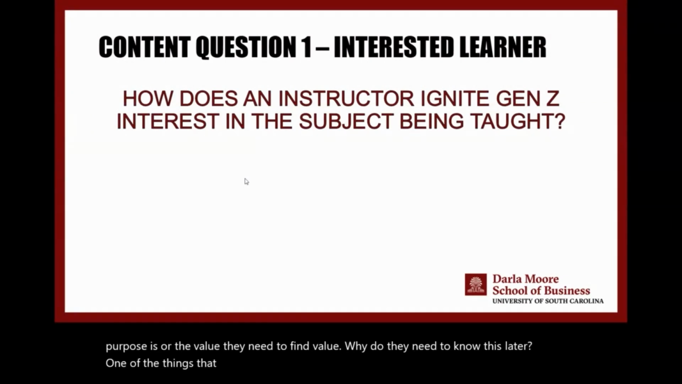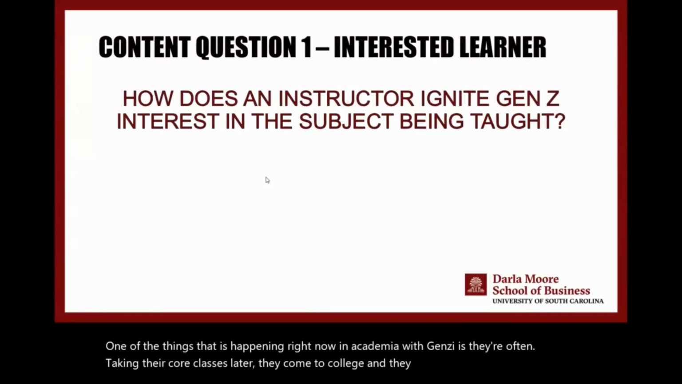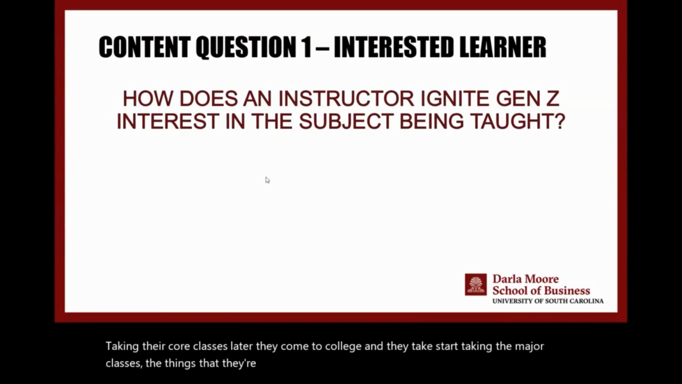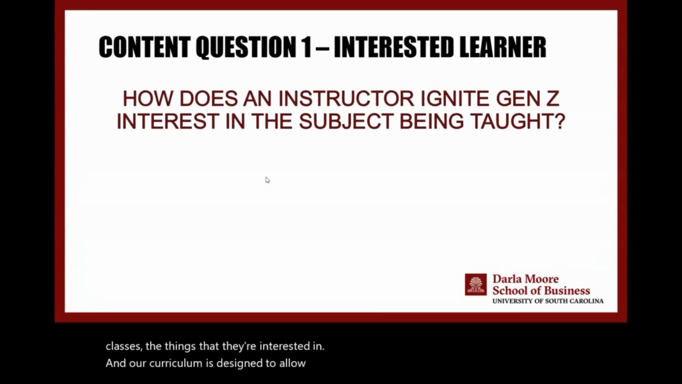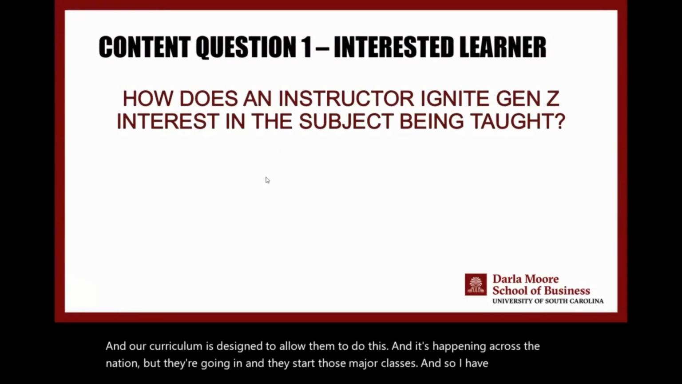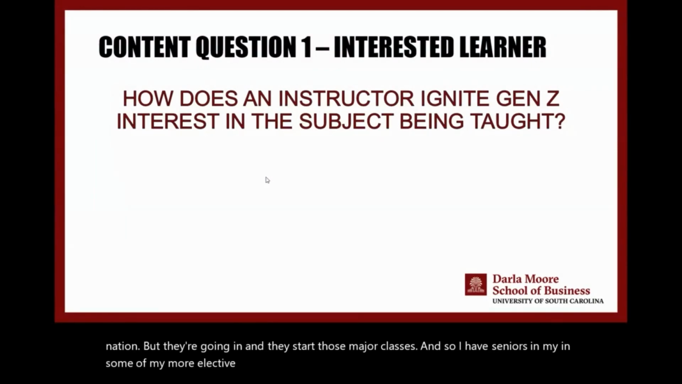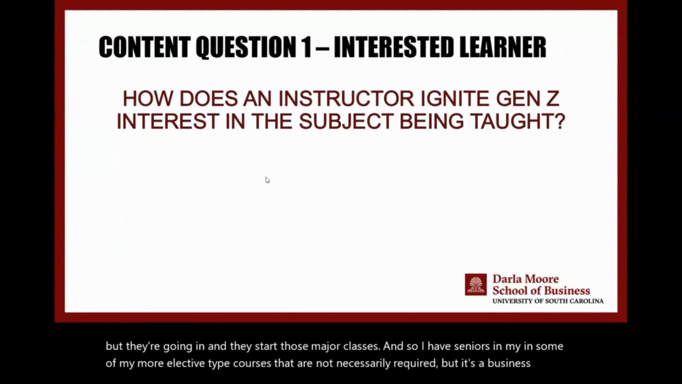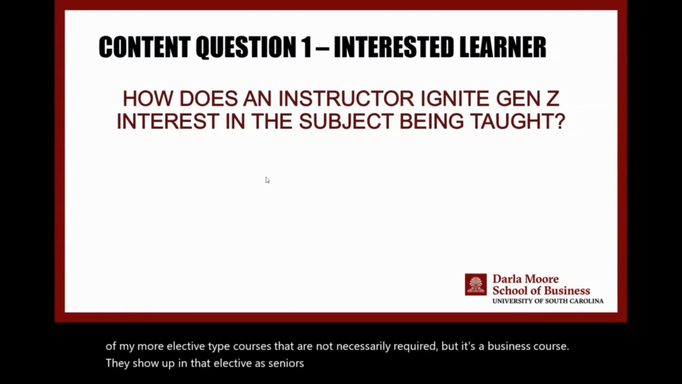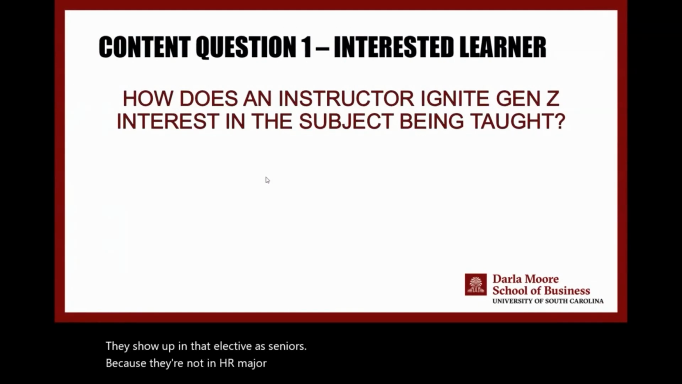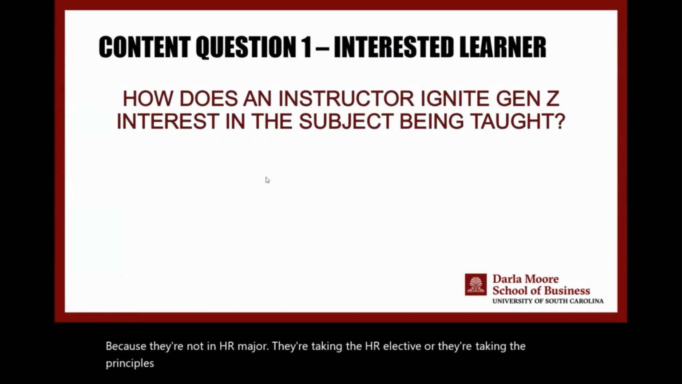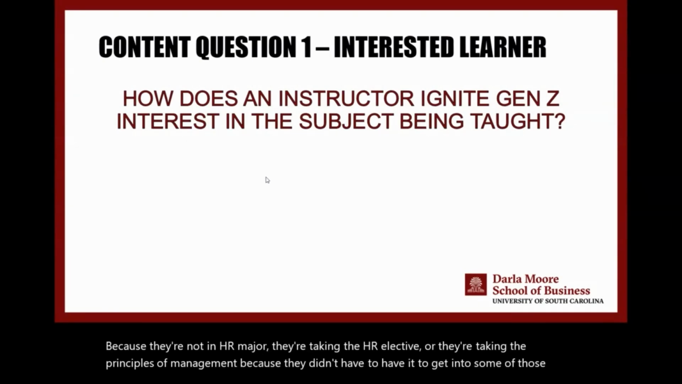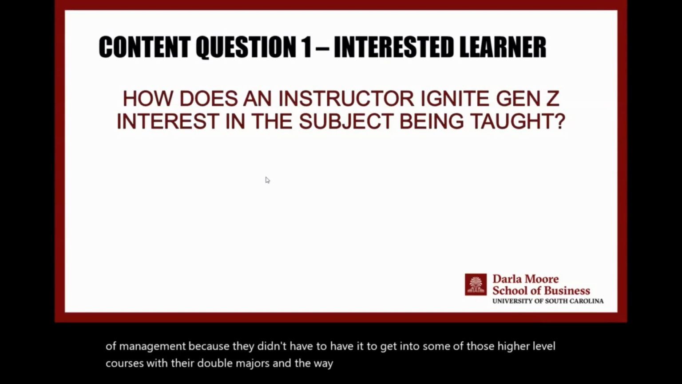One of the things that is happening right now in academia with Gen Z is they're often taking their classes later. They come to college and they start taking the major classes, the things that they're interested in. And our curriculum is designed to allow them to do this, and it's happening across the nation. But they're going in and they start those major classes. And so I have seniors in some of my more elective type courses that are not necessarily required, but it's a business course. They show up in that elective as seniors because they're not an HR major, they're taking the HR elective, or they're taking the principles of management because they didn't have to have it to get into some of those higher level courses with their double majors and the way the curriculum is designed.